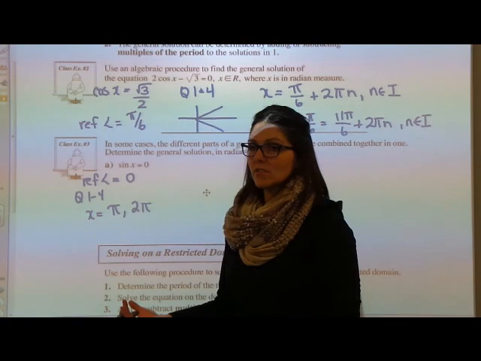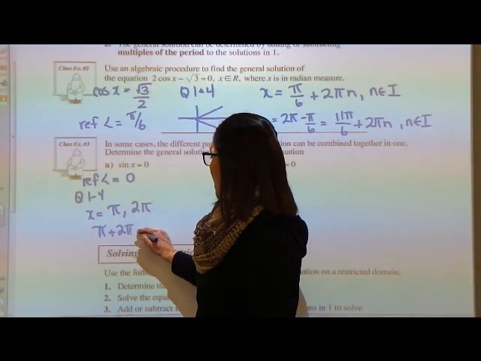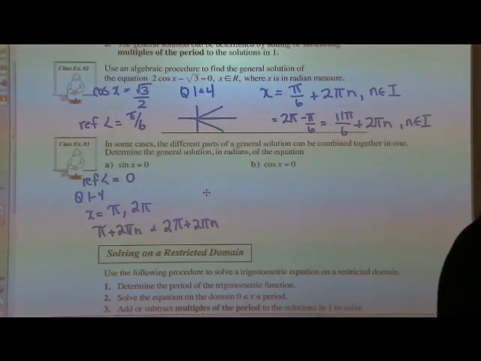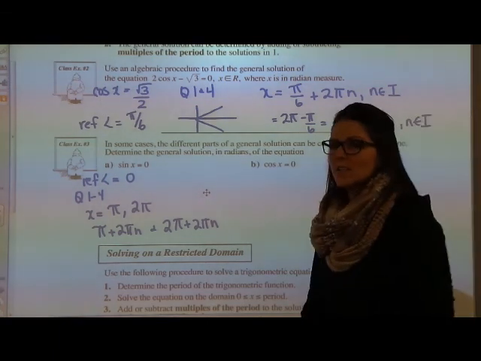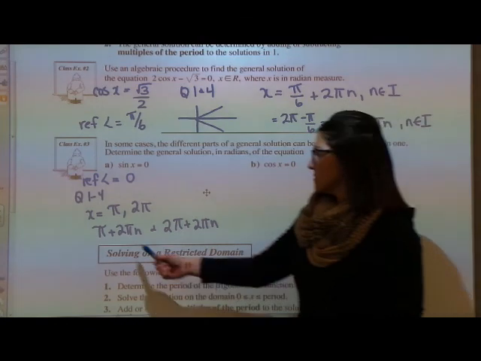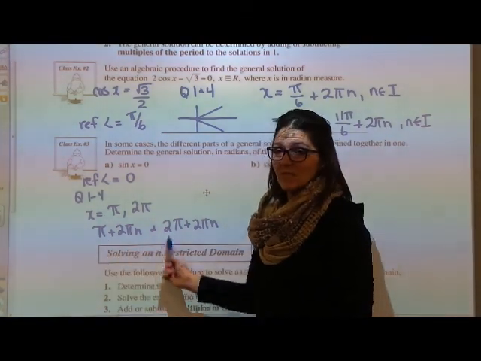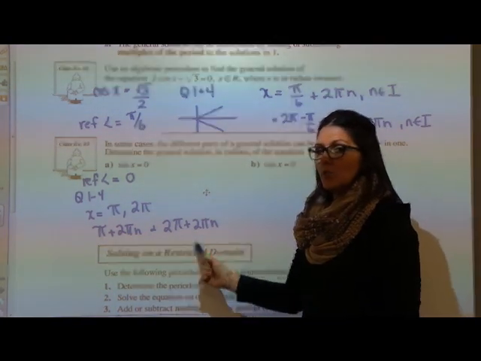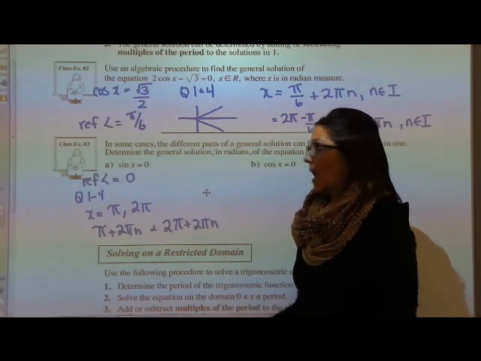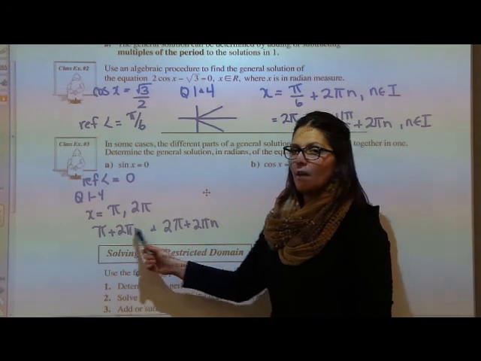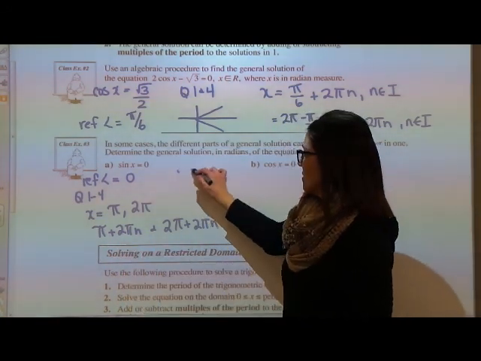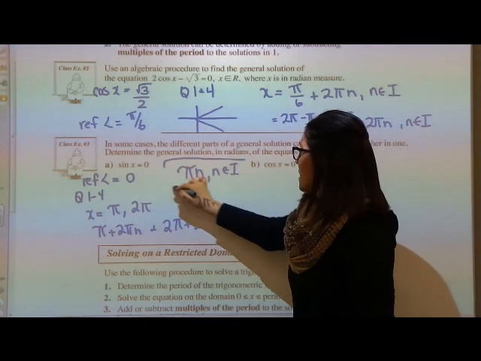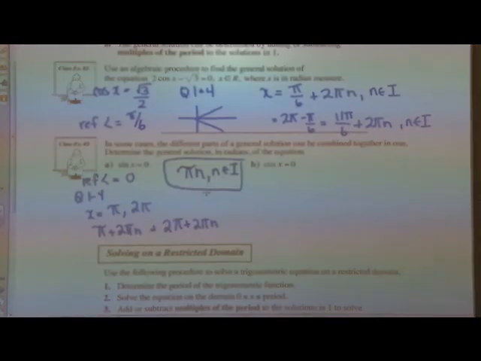So if I was to look at this as a general solution, I have pi plus 2 pi n, and I have 2 pi plus 2 pi n. Can I combine this at all? Could you just add them together? In a sense, this would give me 3 pi, 5 pi, 7 pi, 9 pi, and this is going to give me 2 pi, 4 pi, 6 pi, 8 pi. So I have pi, 2 pi, 3 pi, 4 pi, 5 pi, 6 pi, 7 pi. Simply put, I have multiples of pi n. So sometimes you can actually combine the two general solutions to create one.